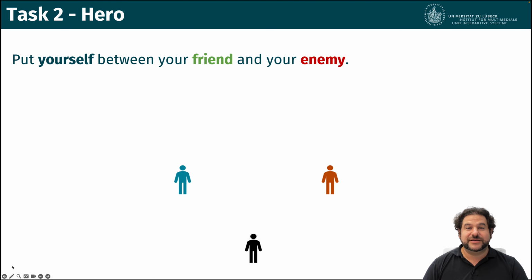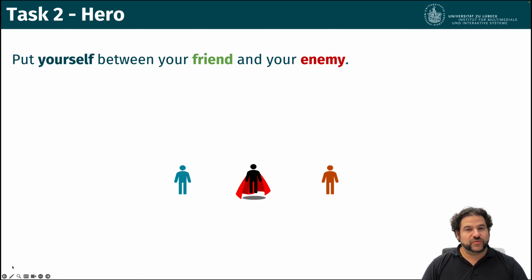The second game is the hero game. In this task, your goal is to put yourself between your friend and your enemy. So in this case, you are like the superhero who shields your friend from your enemy. Interestingly, your friend will pick a different friend and a different enemy. So friendship in this case does not have to be mutual. It can go different ways, as in reality, you can assume someone is your friend and they might not assume that you're their friend. Similarly, the enemy relationship is also not symmetrical. Your enemy does not necessarily think that you are their enemy.